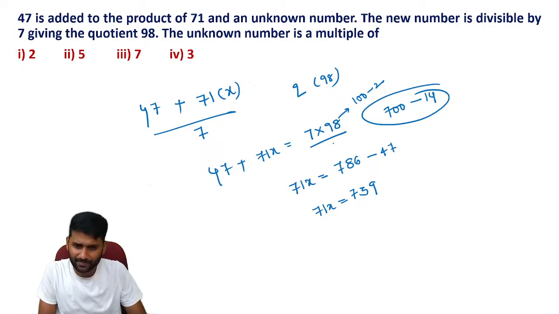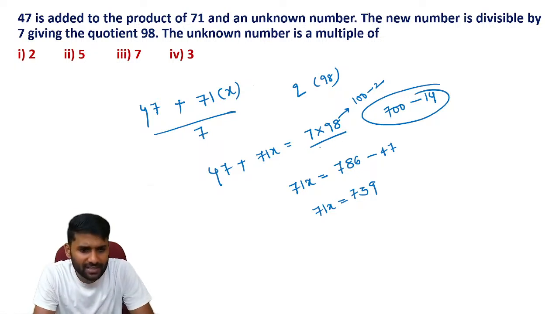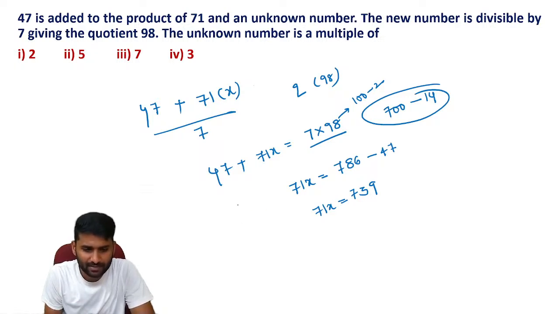Let me check the calculation once again. So 47 is added to 71x, and the quotient is 98, so 98 into 7 is 700 minus 14, which is all about 686. Now see, next you can find the difference here. So 71x is equal to 639. Guys, sorry, this is 686. This is 639. Sorry for this one.